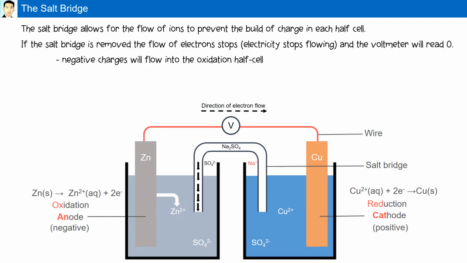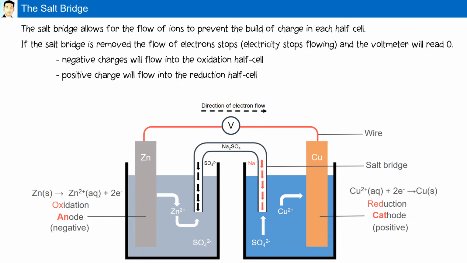While on the copper side, the cathode, Cu2+ from the solution is going to become Cu solid. This half cell is going to become very negative because it's losing the positive Cu2+. Therefore, the positive charges from the salt bridge are going to flow into the reduction half. Here, the Na+ is going into the cathode side, the reduction side of the half cell. In addition, since the zinc oxidation half cell is very positive, Zn2+ ions can flow through the salt bridge to the other side, and the SO4 2- from the reduction half can flow through to the other side.